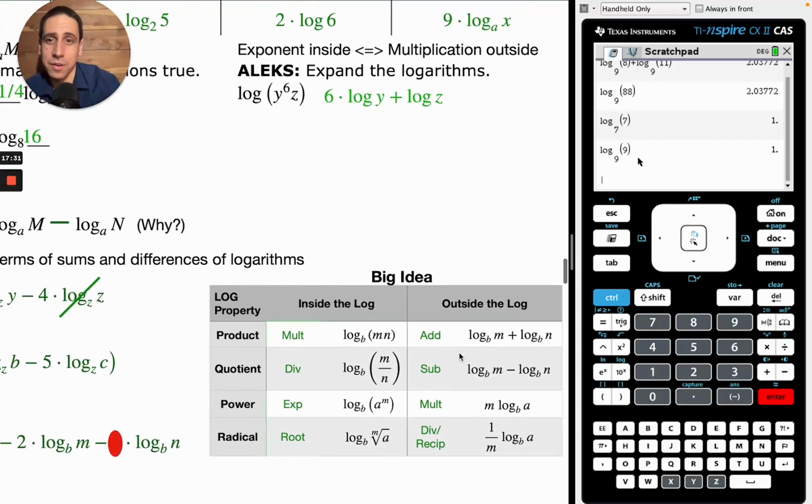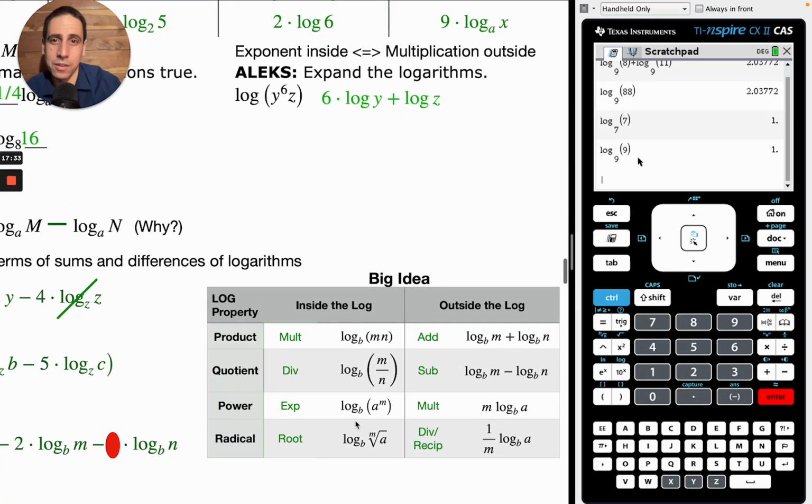Anyway, the last thing that I want to say here, you can copy down the green stuff. If you have multiplication inside the log, it turns into addition outside the log. And if you have division on the inside of the log, it turns into subtraction. If you have exponents on the inside of the log, it turns into multiplication on the outside. And if you have a root or a radical, that turns into division or a reciprocal.